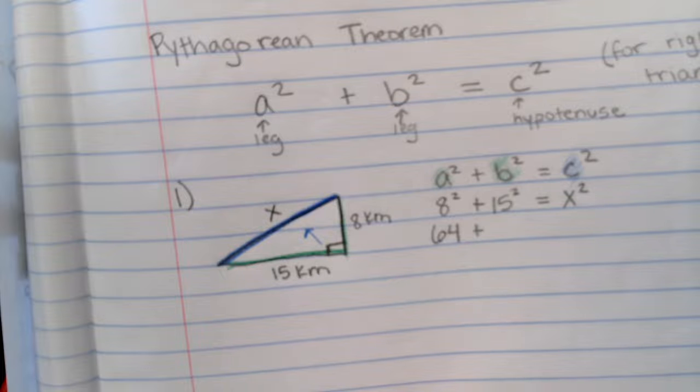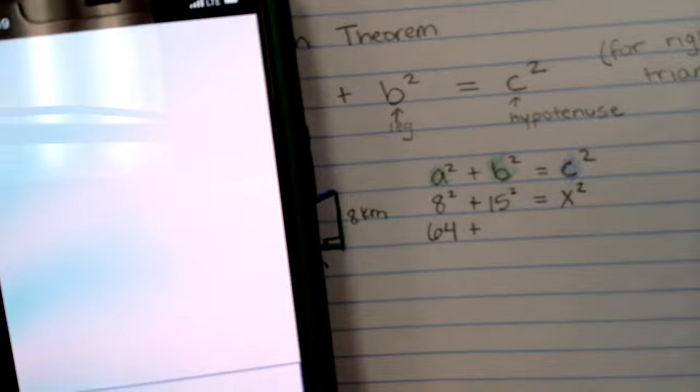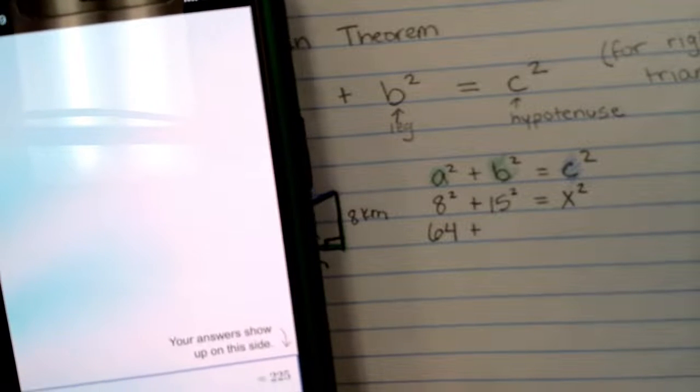Okay. Okay. I don't have it. I can write it on a post-it or something.